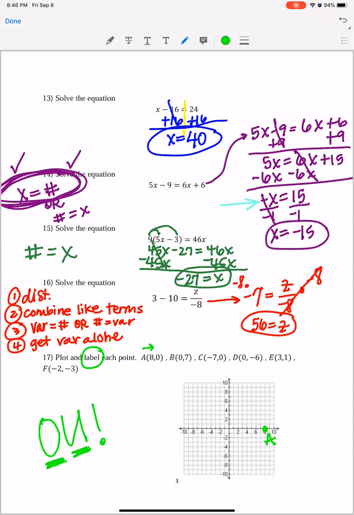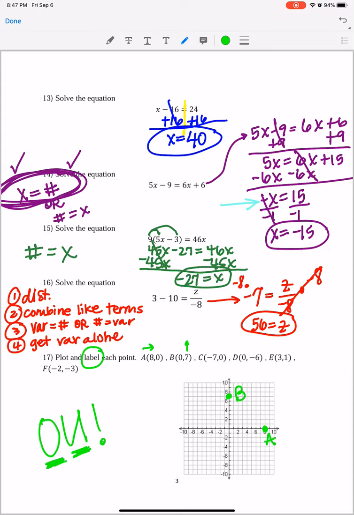So that is A. B, I'm going over side to side, 0. But then because I have a positive 7, that means I'm going up 7. So from the origin, I'm not going left or right any, but then I'm going up 1, 2, 3, 4, 5, 6, 7. Again, label it.